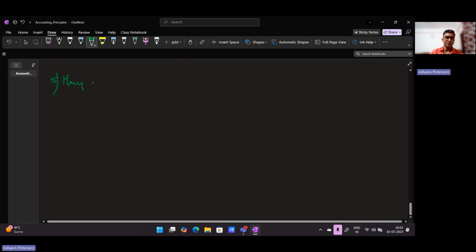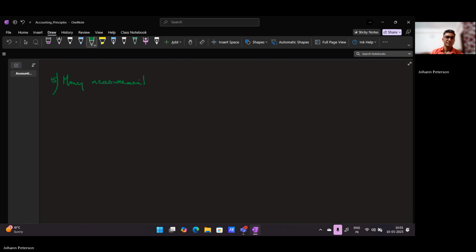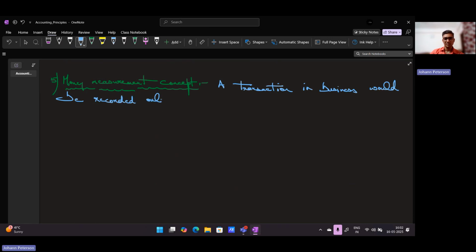Money measurement concept. So this concept says a transaction in business would be recorded only if it is measurable in terms of money. Okay. So a transaction in business could be recorded only if it is measurable in terms of money.